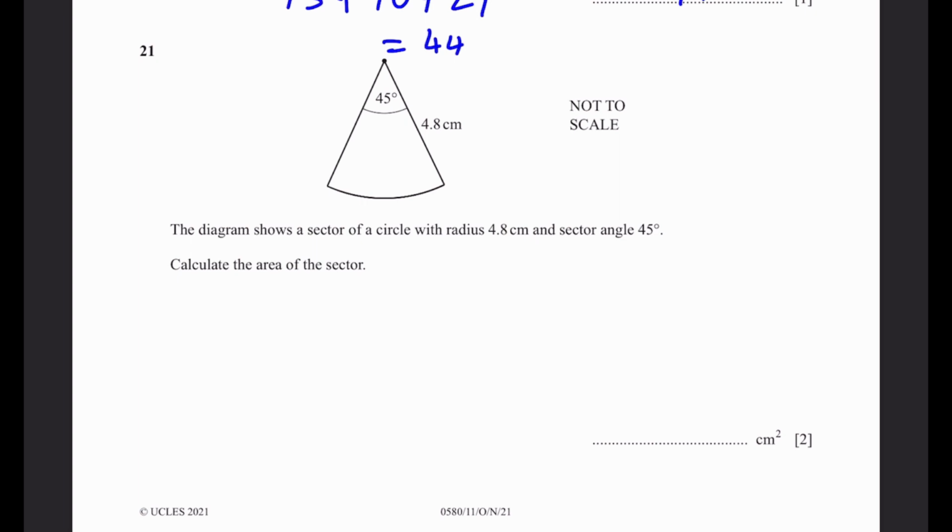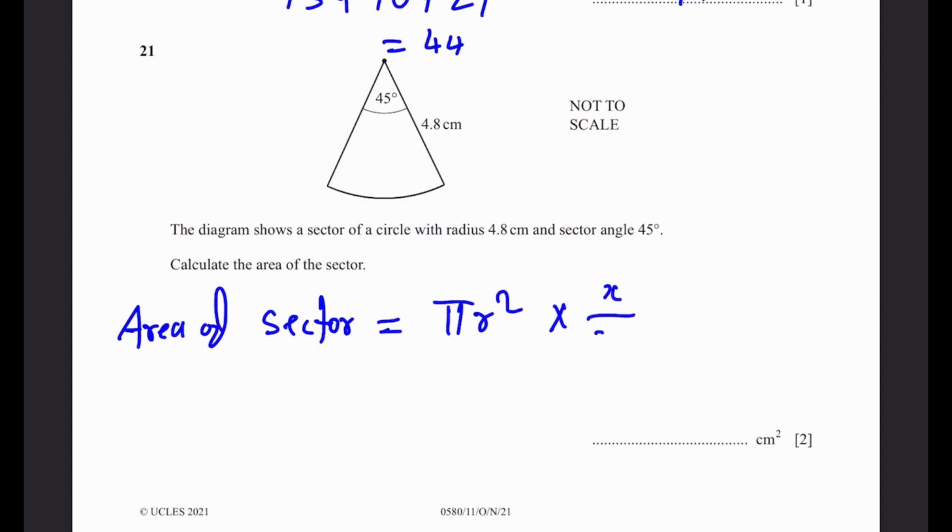Question 21, the diagram shows a sector of a circle with radius 4.8 centimeters and sector angle 45 degrees. Calculate the area of this sector. So area of sector is equal to pi r squared, which is the area of the actual circle, multiplied by x by 360, which is the angle by 360. Which is equal to pi into 4.8 squared multiplied by 45 by 360.